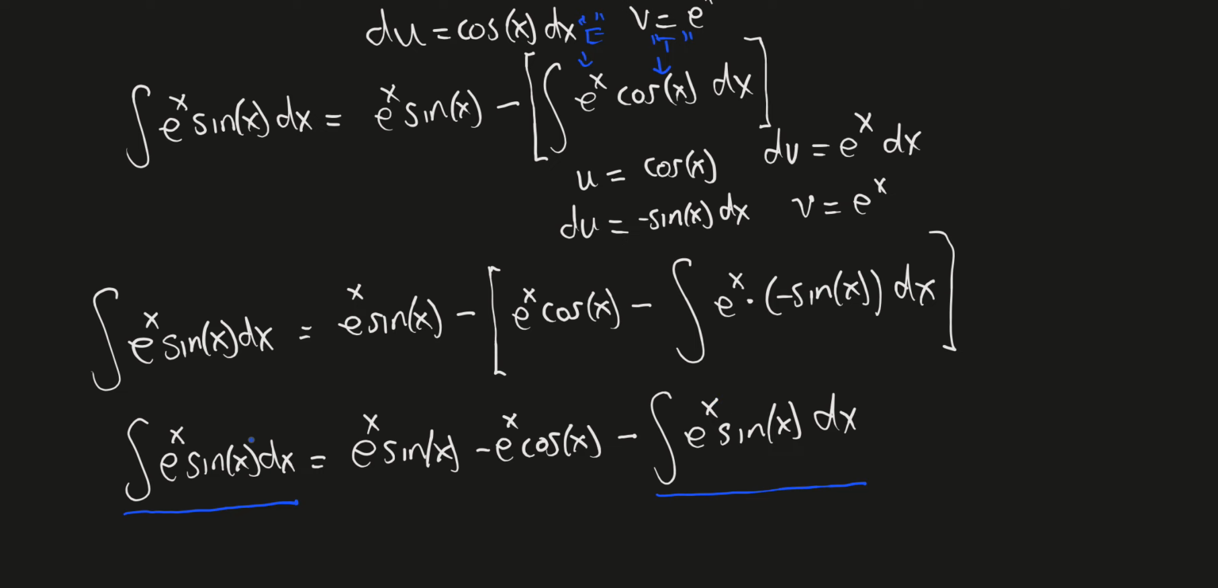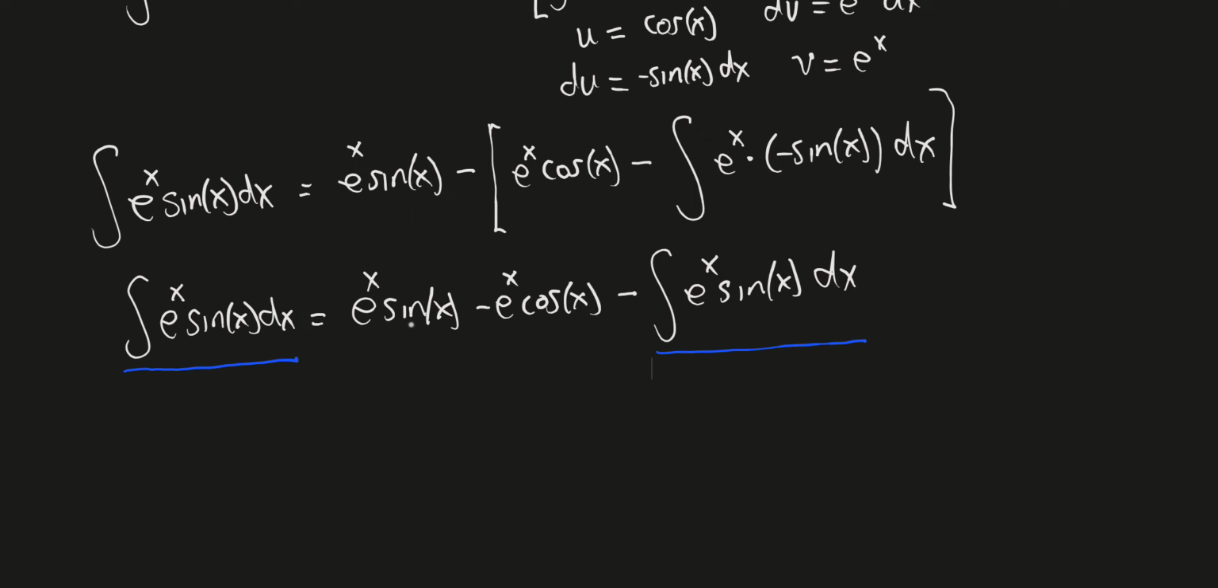But the question is, how does that help us evaluate the integral when the thing we're trying to figure out is on both sides of the equation? If we're clever, we think, okay, we're trying to figure out what the integral is, and we have an equation that involves the integral. It happens to be on both sides of that equation. Why don't I try to isolate the integral? I know that sounds weird, right?